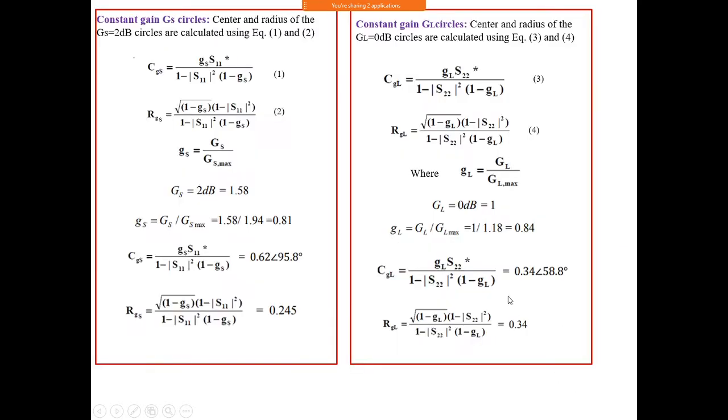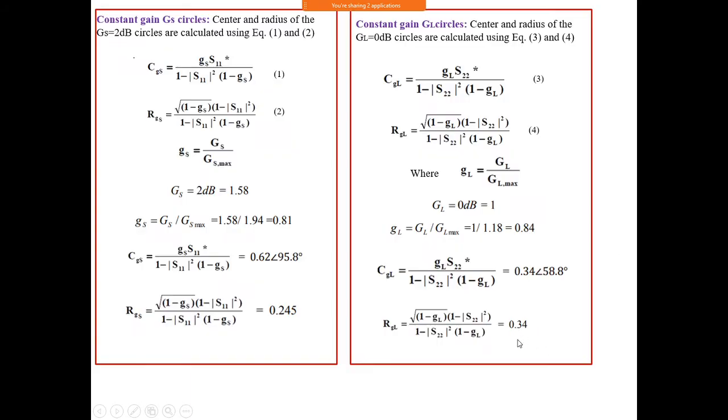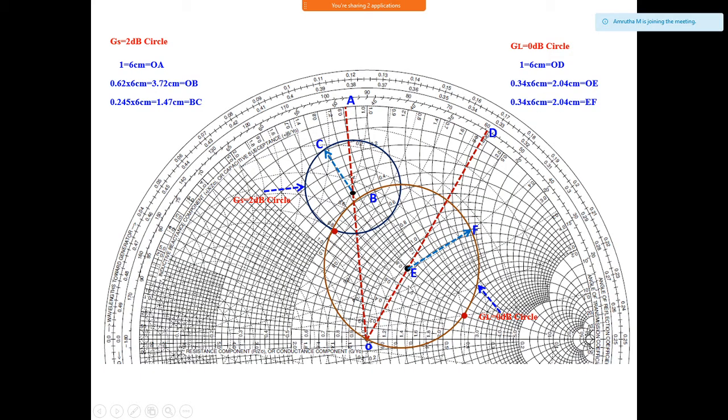And radius 0.34 you have to take. 58 as an angle. Next to 0.34. 0.34 means multiplied by 6. You will be getting this value. That is 2.4 centimeter. From here, 2.4 centimeter comes to here. So you put here. Okay. So again you draw the circle. Radius is this value. This is the radius. So take that and draw the circle. So we will be getting this, the output gain circle, GL equal to 0 dB circle. Okay. So this we discussed in the previous class.